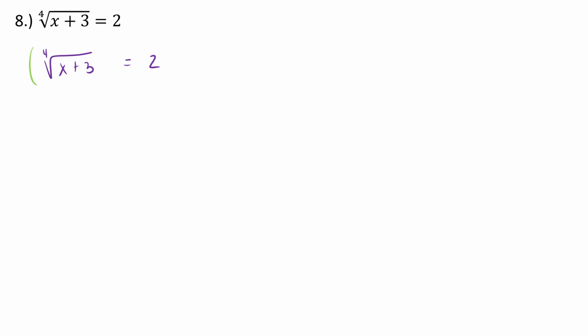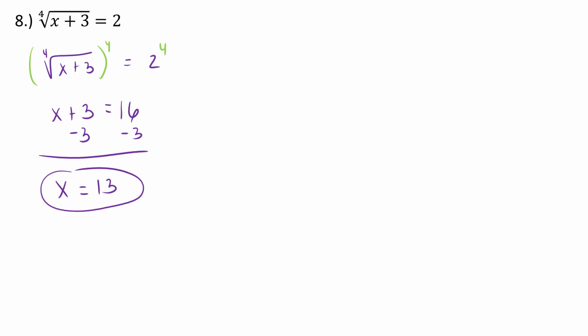A fourth root, if you want to undo it, you will raise it to the fourth power. And you won't see those too often. They're not very common. Fourth root raised to the fourth power undoes that radical and busts that out of jail. 2 to the fourth power is 16, and then we would subtract 3. The reason you won't see that too often is because the number that you're raising to the fourth power is going to get very big very fast.